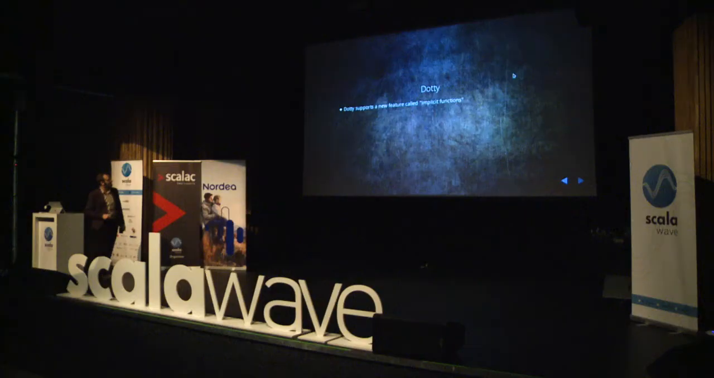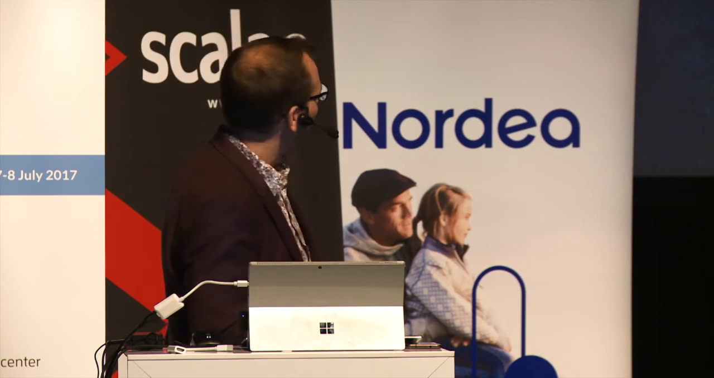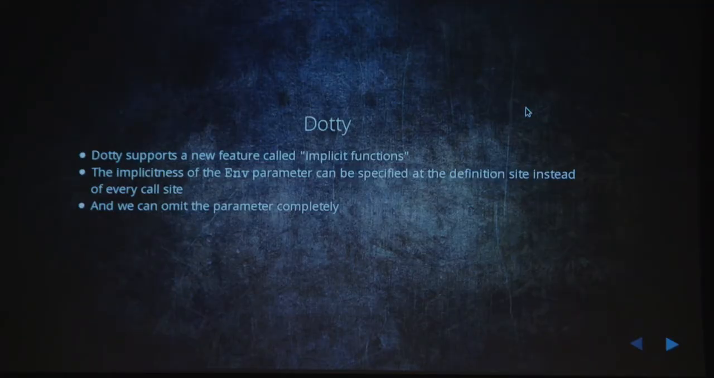Dotty introduces a new feature called implicit functions. And because we know that we're always going to be having this implicit env, every single lambda we write after has this implicit environment which it needs. And Dotty provides this through implicit functions, and it allows us to move that implicit definition from every single call site to just once at the definition site. And because it's an implicit, and because we have other ways of grabbing implicits without specifying them by name, we don't actually need to include the parameter at all.